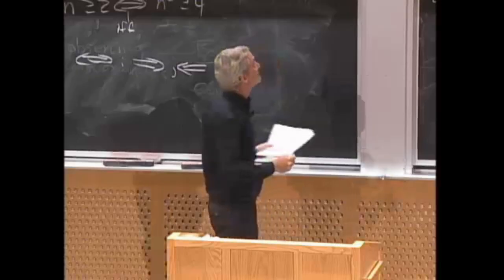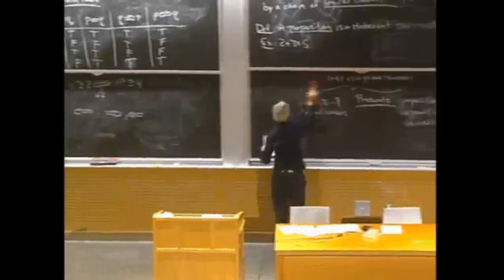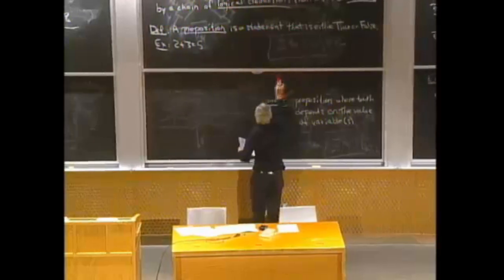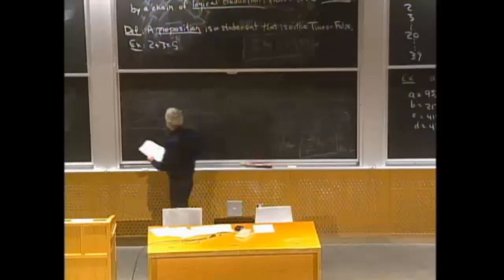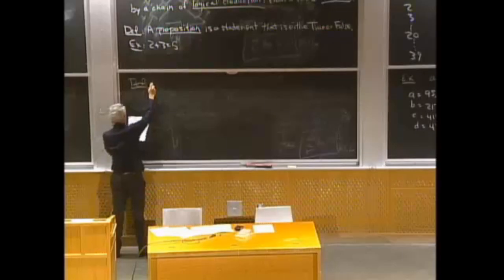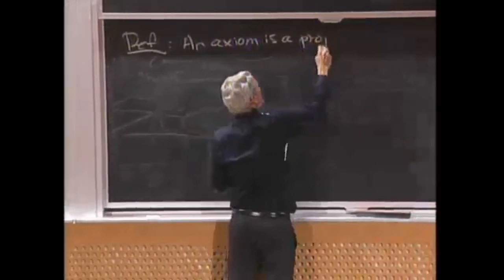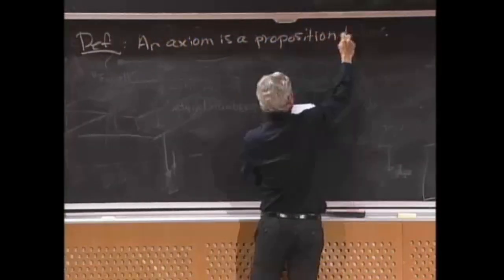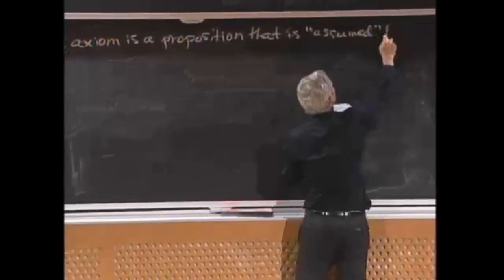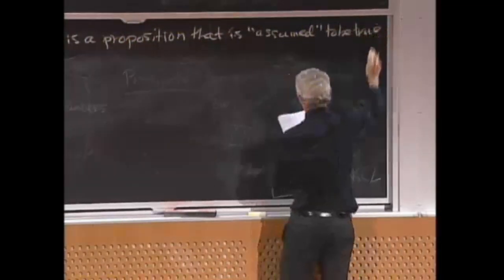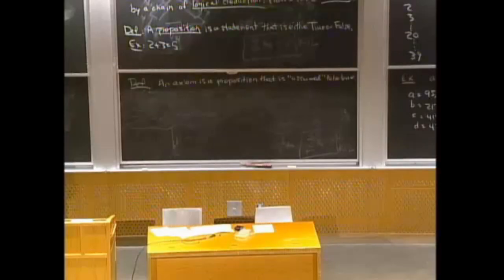All right, next we're going to talk about axioms. Now, the good news is that axioms are really the same thing as propositions. The only difference is that axioms are propositions that we just assume are true. An axiom is a proposition that is assumed to be true. There's no proof that an axiom is true. You just assume it because you think it's reasonable.